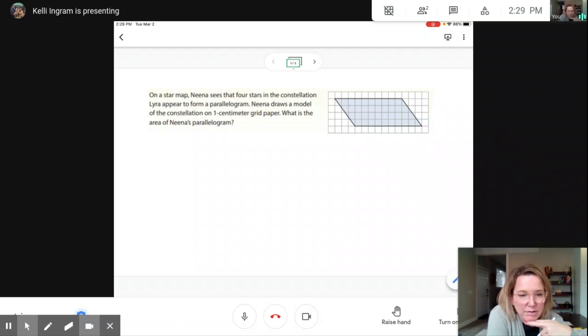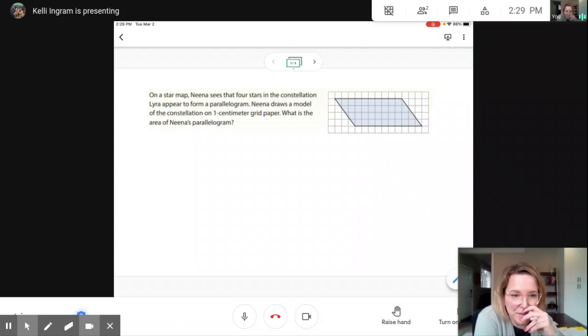Now, so far, you've learned how to find area of a rectangle or square, which is a type of rectangle. But we haven't looked at parallelograms where instead of having right angles, maybe the angles are a little bit different, which is what we're seeing here. On a star map, Nina sees that four stars in the constellation Lyra appear to form a parallelogram. There it is. Nina draws a model of the constellation on 1 centimeter grid paper. What is the area of Nina's parallelogram?